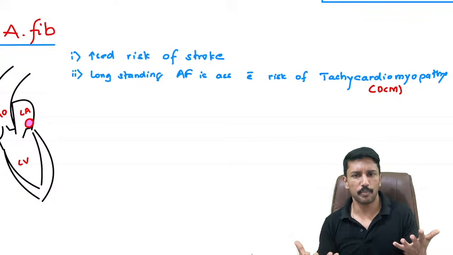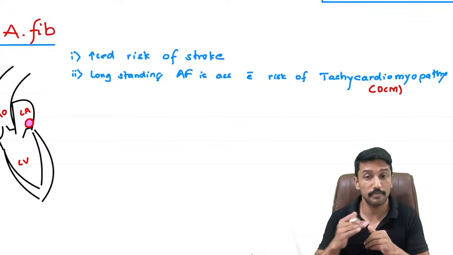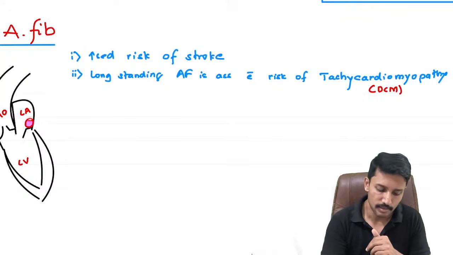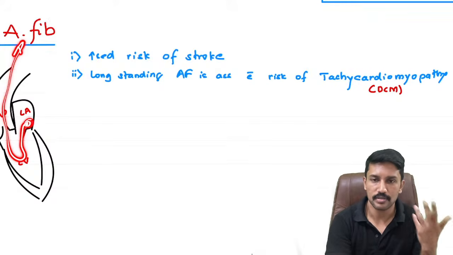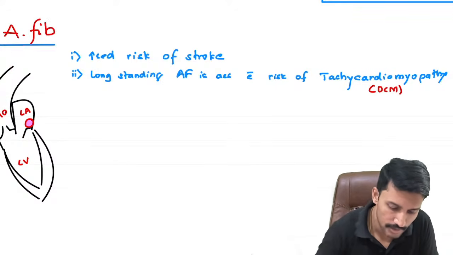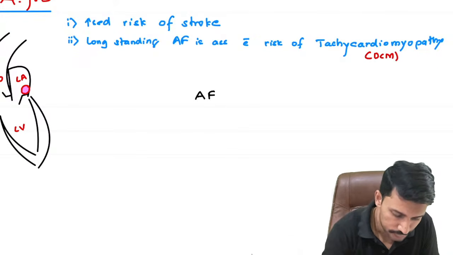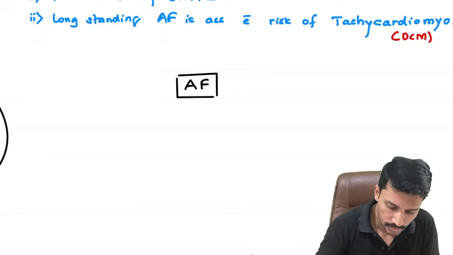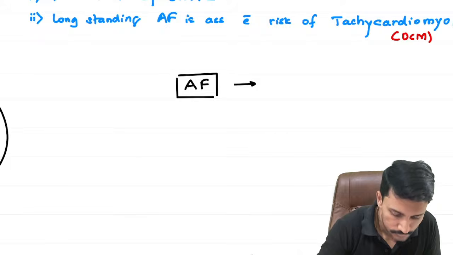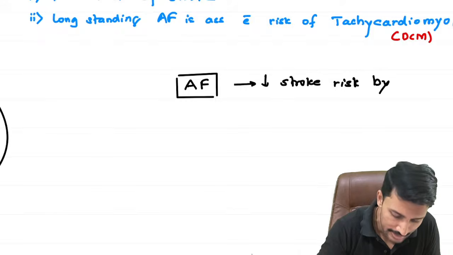So in that case, nobody is stopping me from converting this rhythm from atrial fibrillation to sinus. But if the duration is more than 48 hours, there is a possibility that there is a clot, and if I convert to sinus, there is embolism and stroke. So whenever we get a patient with atrial fibrillation, we have to first decrease stroke risk by anticoagulation.